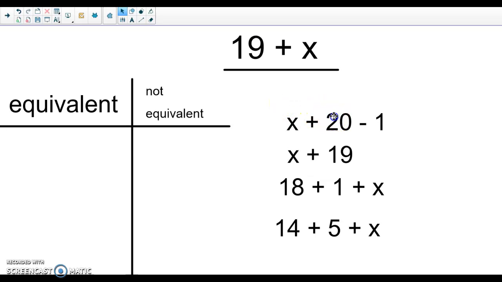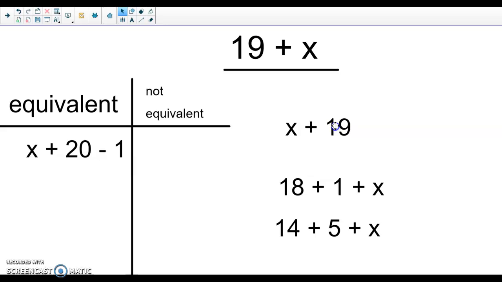So if you look at this, if we were to break this down, really x plus 20 minus 1, well, what's 20 minus 1? 19. X plus 19, that is equivalent to this. In addition, the order doesn't matter if you remember right. Okay, so this one, x plus 19. All this is just flip-flopped. So this is equivalent to this. Remember, in addition, again, the order doesn't matter.